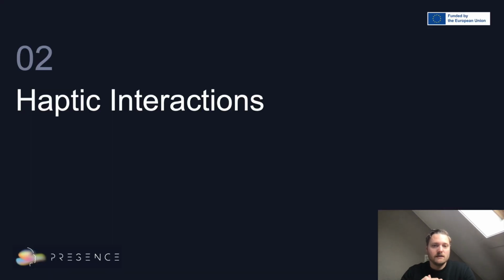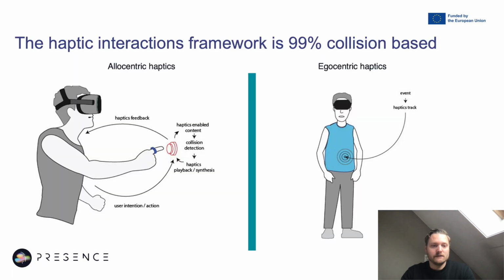So you have heard the word interaction quite a few times now. And there is something in the taxonomy that we call haptic interactions. Basically every haptic interaction has been triggered by a collision. So haptics usually relies on a collision engine, or in other words, sometimes called a physics engine. And within haptics, you have basically two types of haptic interaction frameworks.